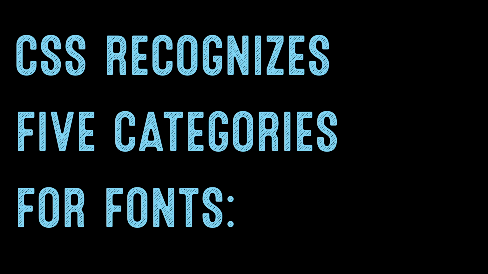CSS recognizes 5 categories for fonts: serif, sans-serif, monospace, cursive, and fantasy. As a review, serif fonts have flourishes and other details at the end of strokes. Sans-serif fonts do not have serifs. In a monospace font, each character has the same width. Monospace fonts are typically used to display code. Cursive fonts are meant to look like handwriting. The strokes are connected and flow together. Fantasy fonts are considered decorative and would be similar to a display font.